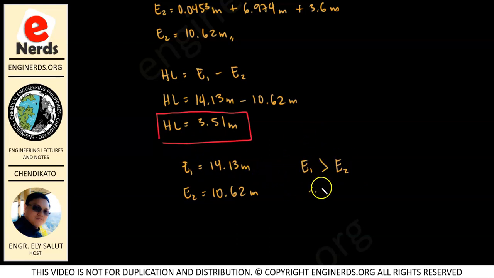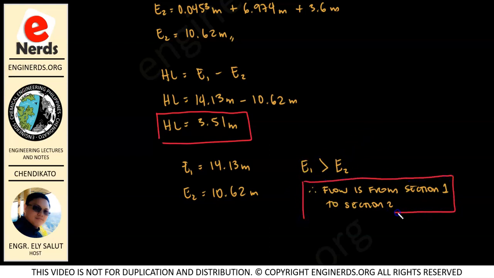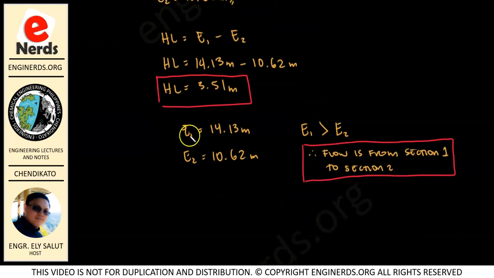So therefore, alright, so our direction of flow is from section 1 going to section 2. Okay, so makikita natin yan base sa value ng ating energy sa inlet and the value of our energy sa outlet. So since mas mataas ang energy ng ating inlet kaysa sa outlet, that means our fluid is flowing from our point 1 or section 1 going to section 2.